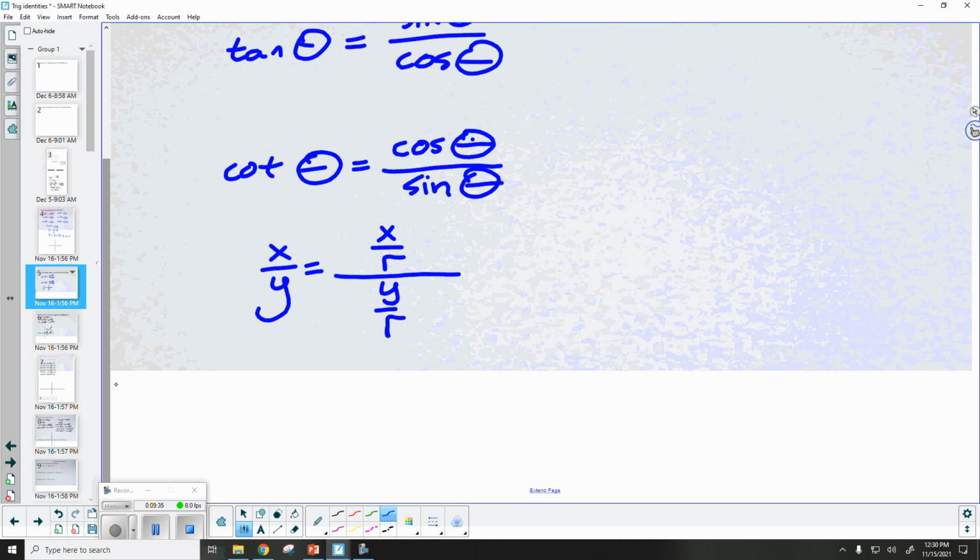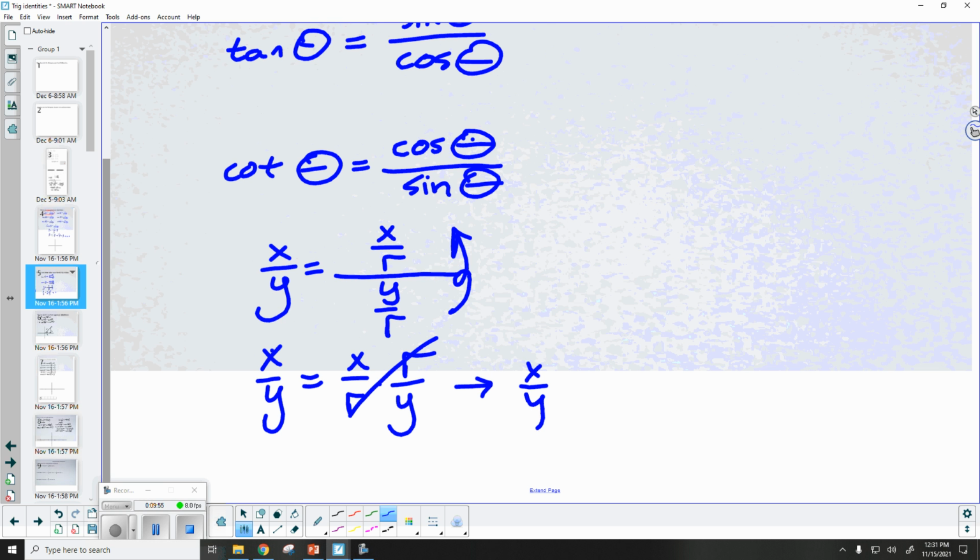Now we just want to go ahead and perform a little bit of algebra to show that this is a valid property. I'm dividing by y over r, so that would be the same as taking the numerator, x over r, and multiplying by the reciprocal, r over y. And you'll notice what happens. The r's cancel, so indeed x over y does equal x over y.